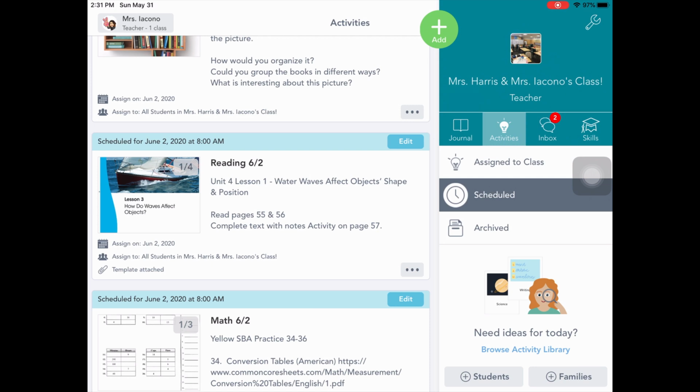If you're in Ms. Harris's or Ms. Iacano's class, I wanted to go over this really fast. So let's say I wanted to do this. Whenever I go on here, there's a template attached. So whenever I'm doing this activity, all I'm going to do is press add response, and then the add response will pull up a template for you.